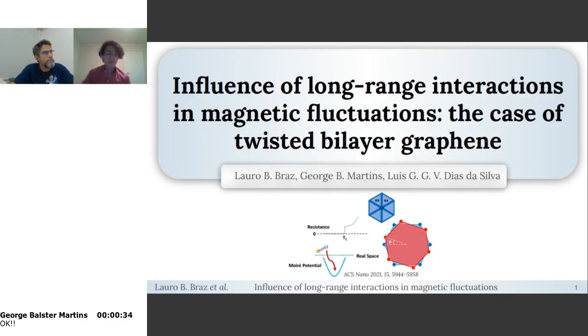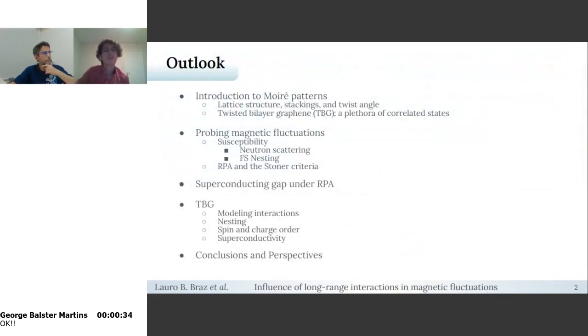Here we're mostly interested in how the long-range interactions influence this kind of system. As I will show you, they are relevant in these so-called Moiré patterns. So this presentation is structured in the following way. I'll introduce you to the Moiré patterns, showing their lattice structure, the different stacking patterns, and how the twist angle can give rise to different and interesting physics in several layered systems.